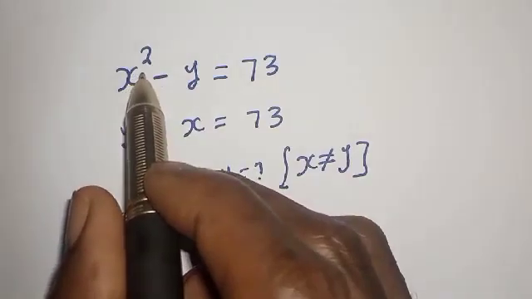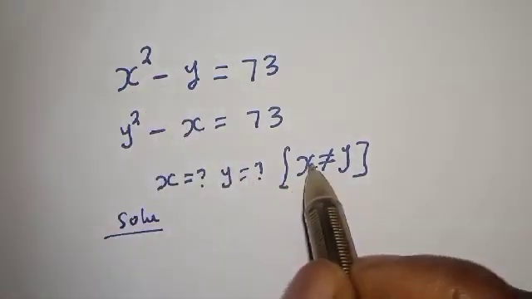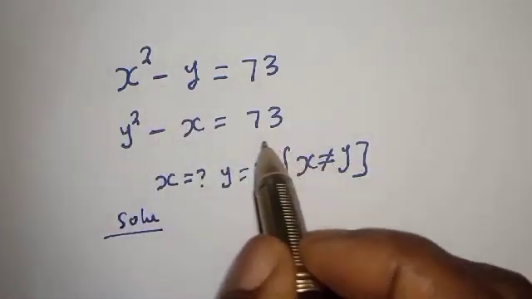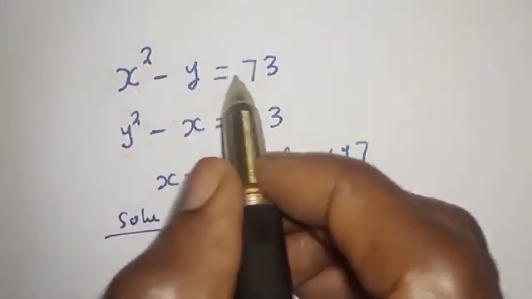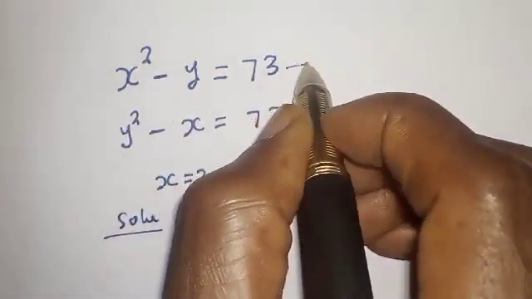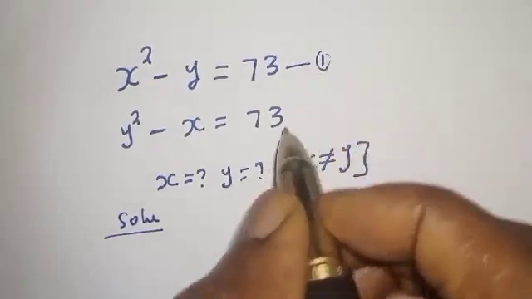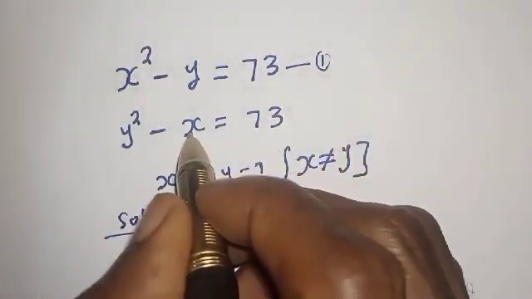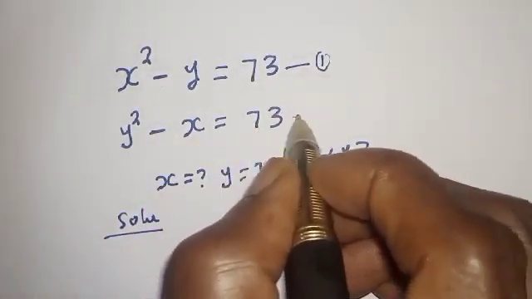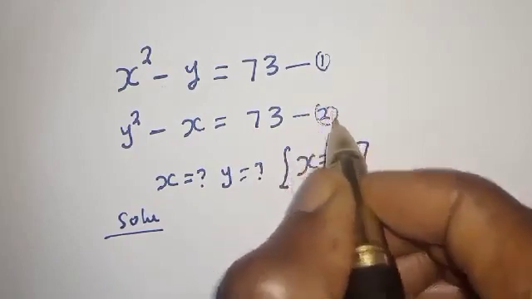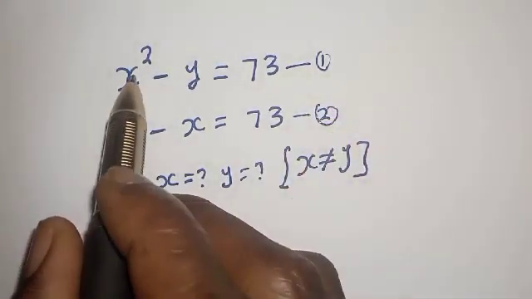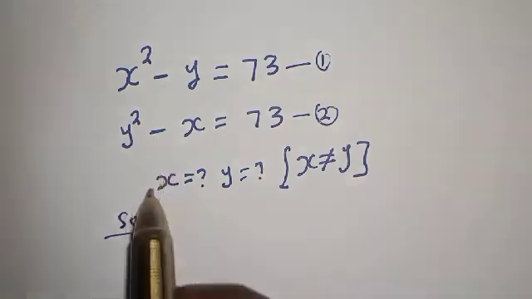We can see that there are two equations here such that x is not equal to y. Then x squared minus y is equal to 73. Let's call this equation 1. And y squared minus x is equal to 73. Let's call this equation 2. Now let's subtract equation 1 from equation 2.